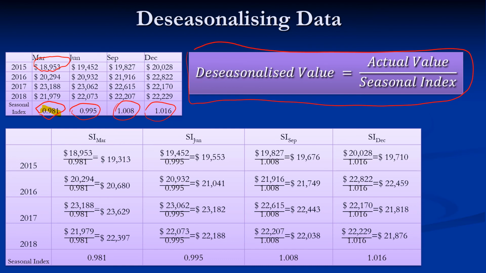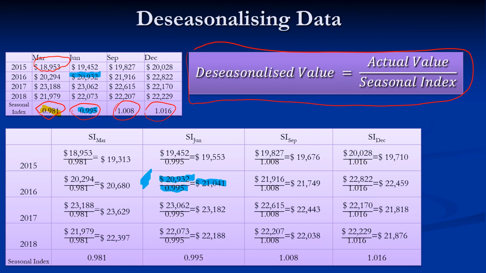So the deseasonalized value, and we can pick this one at random. 2016 for the June quarter. What do we need to do? We need to look at the June quarter actual value, which is what I've got here, and then divide it by the seasonal index for June. So I need to divide it by this one. That's what I've done here. Once I've done that, I have a deseasonalized value of $21,041.